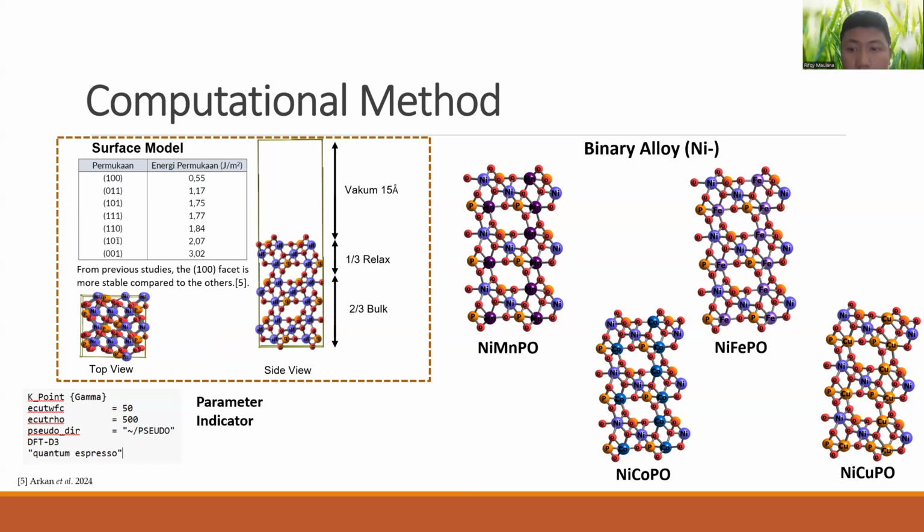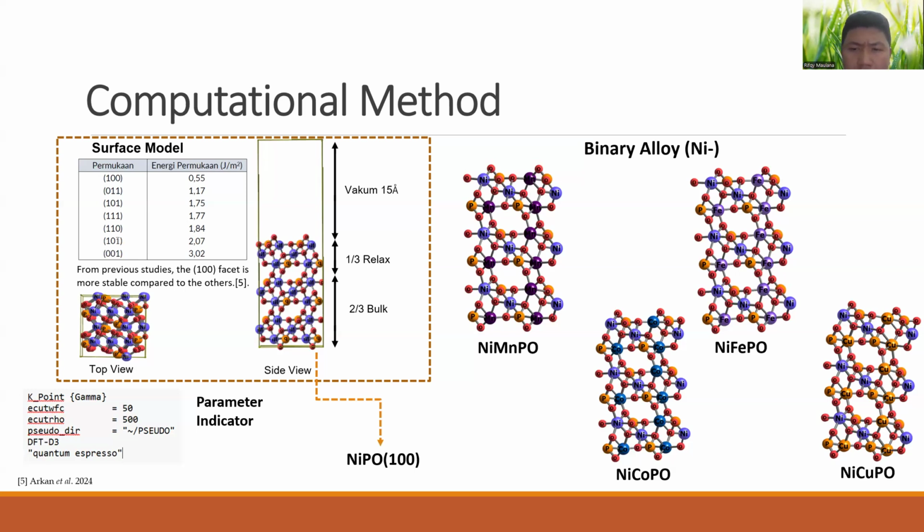In these models, the bulk structure was fixed, while the top layers were allowed to relax for interaction with the carbon dioxide. The 100 facet was chosen due to its availability as the most energetically favorable surface for both nickel phosphate and nickel metal phosphate. Energy cutoff was set at 50 Ry for wave functions and 500 Ry for charge density, and a 15 Angstrom vacuum layer with dipole corrections was applied in the normal direction to prevent artificial periodic interactions.